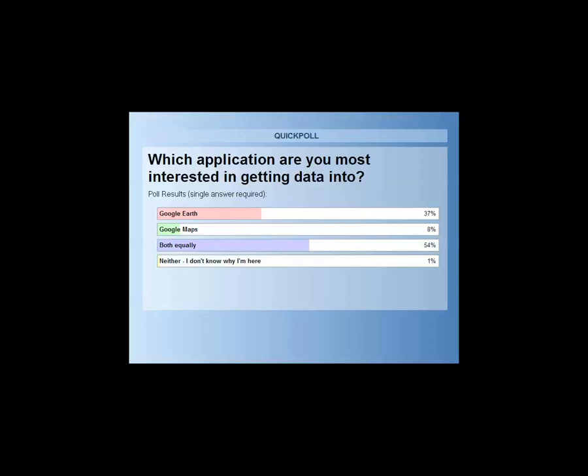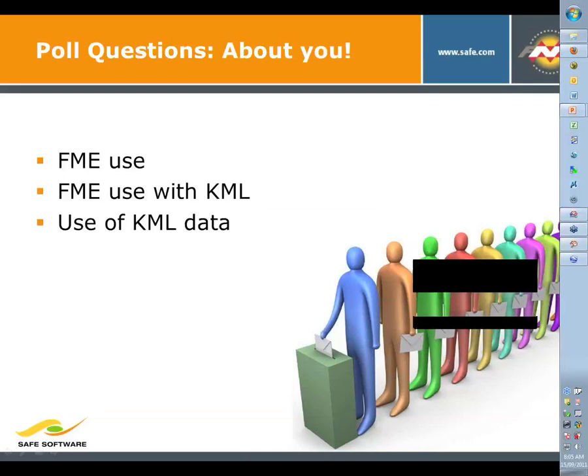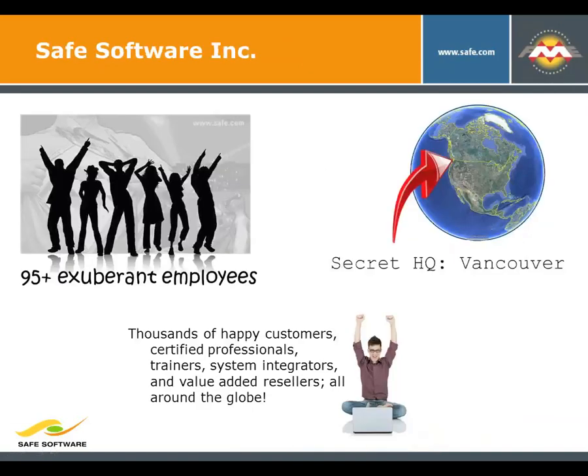Okay, so now we will move on. Okay, a little bit about Safe Software. We're about 95, as you can see, exuberant employees. We have a lot of fun. We work hard. And we also have our secret headquarters, which is, we say Vancouver. So if you're roaming the streets of Vancouver, you're going to find that it's very hard to find our office because we're a little bit out of Vancouver. But anyway, that's why it's a secret HQ. That's right. And we pride ourselves in having thousands of happy customers, working hard to support them, and working on really solving hard problems.